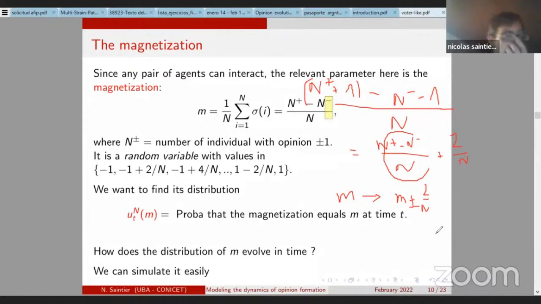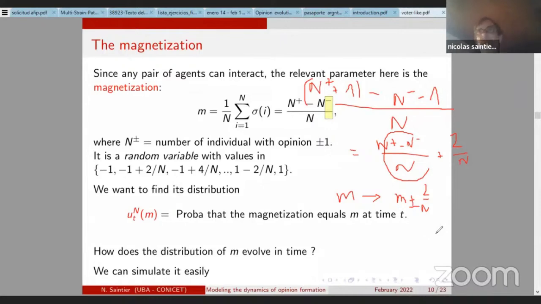In the voter dynamic, it's exactly the same, because you pick one guy thinking, for instance, plus one, and this guy will pick another guy thinking minus one and will convince him to switch to plus one, or the other way around. There is a third possibility, really, which is that I pick two guys and they do not agree, so nothing happens to the magnetization. Or my two guys do agree, but they pick a third person already agreeing with them. So there is no change of opinion, and the magnetization stays the same.